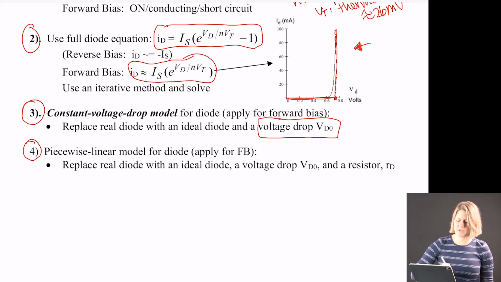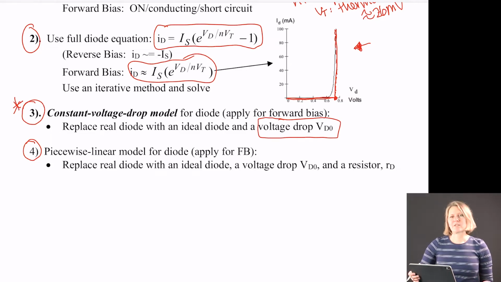The other one that I just wanted you to be aware of is called piecewise linear, and it replaces the diode when it's on with a voltage and another resistor. That just adds a little bit more complexity to the hand analysis, and the constant voltage drop still gives you a good accurate ballpark pretty quickly. So we are going to use this constant voltage drop model for all of the analysis that we do.